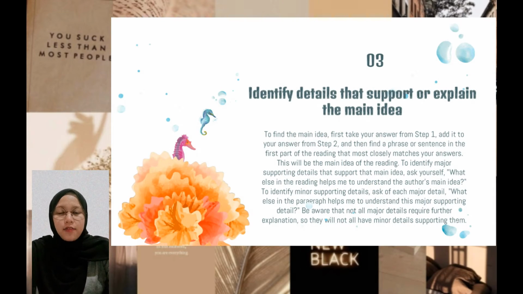The third, identify details that support or explain the main idea. To find the main idea, first take your answer from step 1 and add your answer from step 2, and then find a phrase or sentence in the first part of the reading that most closely matches your answer. This will be the main idea of the reading. To identify major supporting details that support that main idea, ask yourself, what else in the reading helps me to understand the author's main idea?